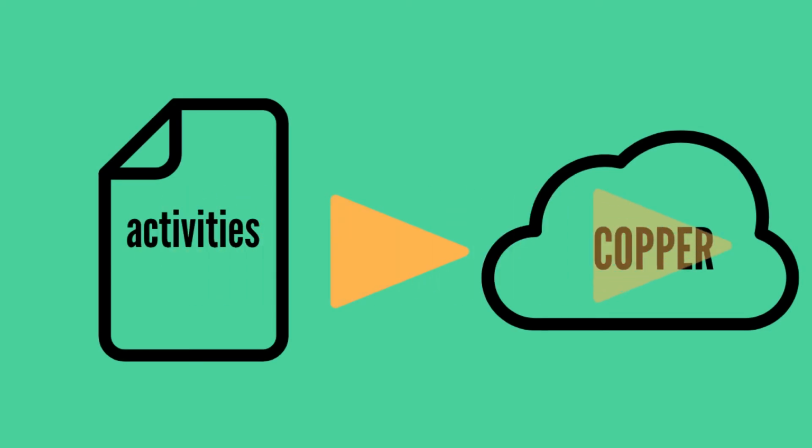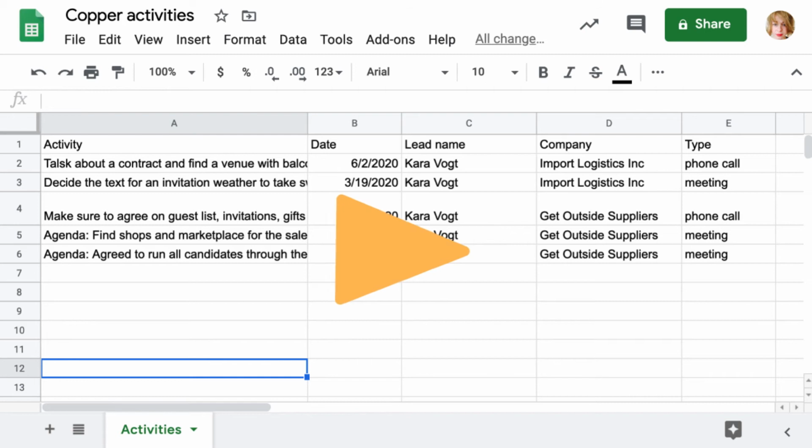Another way to import data into Copper is to start a CSV import, and I will show you how to import activities and link them to leads. I have opened my CSV with activities in Google Sheets. Make sure to have activity type indicated in a CSV, either a phone call or a meeting. I have a lead name to link activity to a lead. An activity date is a required field when importing activities.